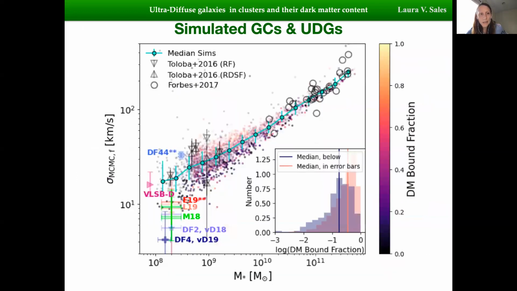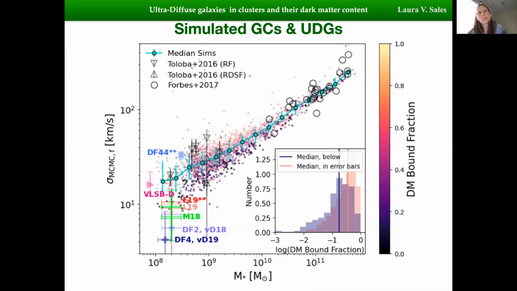So applying the same that the observers did to our sample of simulated globular clusters and UDGs, what we find is, the colored points over here are our simulated galaxies with the sigma now computed in the same way, using the globular clusters and using an MCMC with a flat prior, exactly the same as most of the observations have done. And we can find some overlap, for example, DF44 overlaps with some of our galaxies, but our enigma was DF2 and DF4, with that very low velocity dispersion.